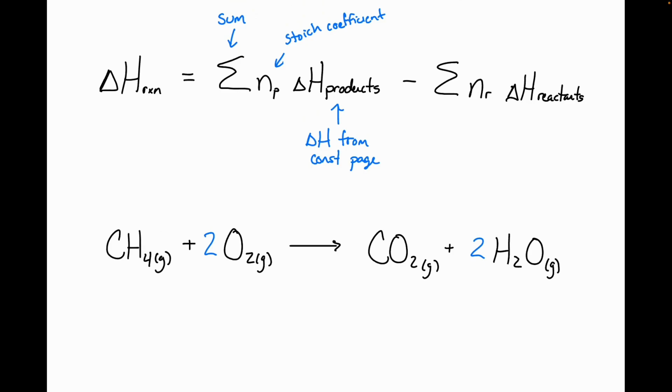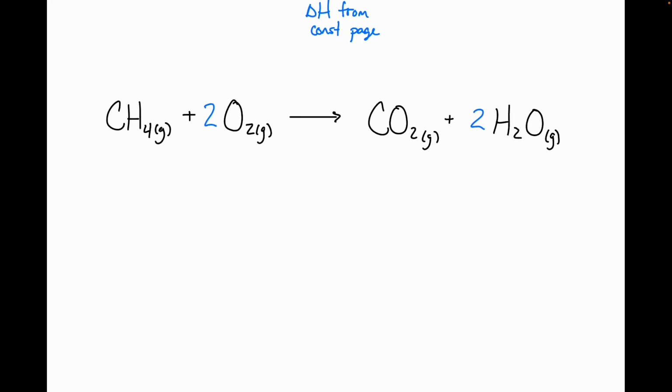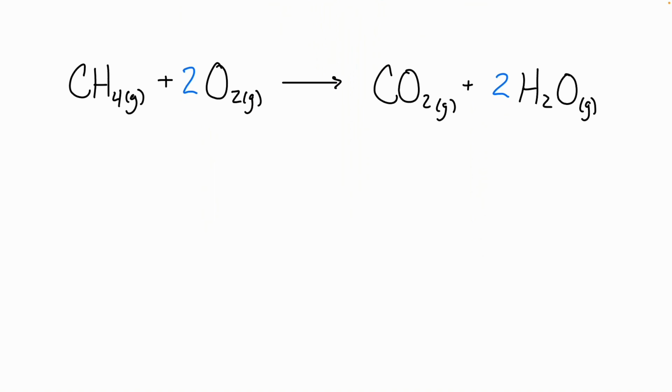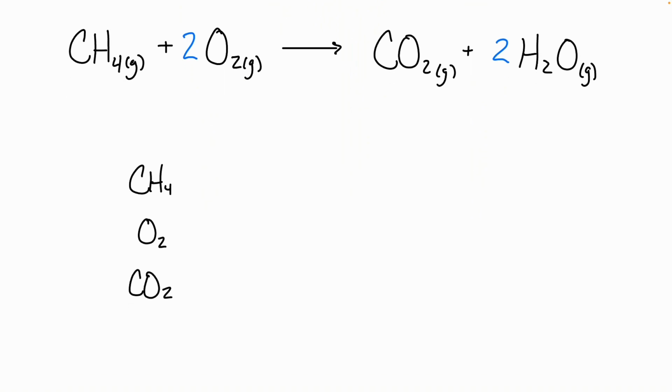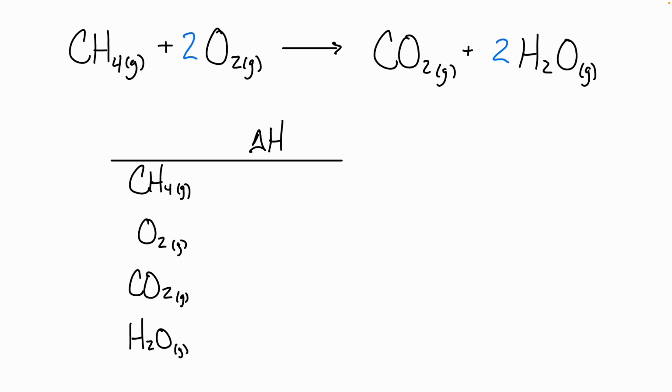Okay, so then what I'm going to do is go to my constants page, and for each one of these compounds in my chemical reaction, I'm going to look up that delta H value. For all of your products and your reactants, you're going to look up those delta H values. So I need it for the CH4, for O2, for CO2, and for H2O, specifically gaseous H2O. We're going to get the delta H for each one of these compounds.